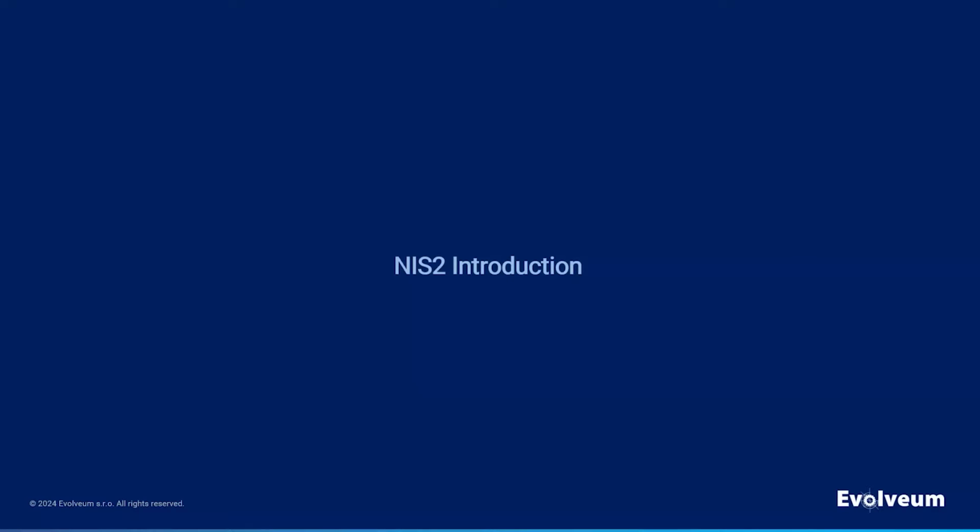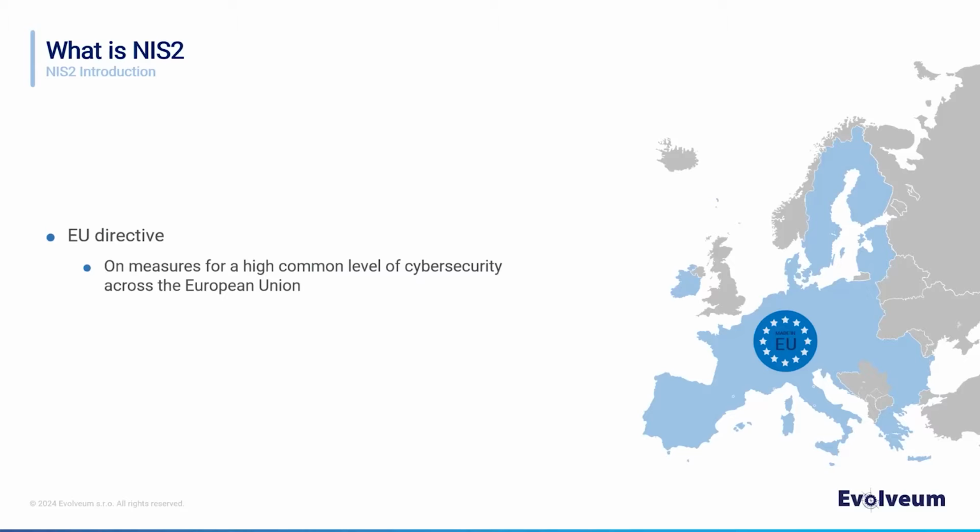Okay, thank you. My name is Pištek, and I will talk about the NIS2 Directive. The NIS2 Directive is a European directive on the measures for a high common level of cybersecurity across the European Union. And as a European directive, it must be adopted by the member states of the EU.